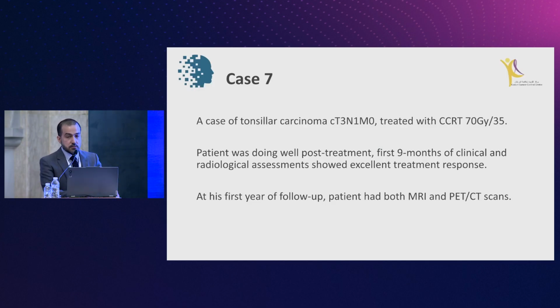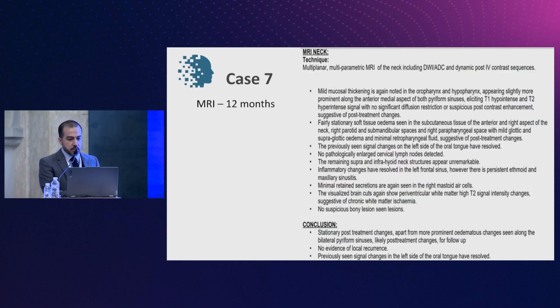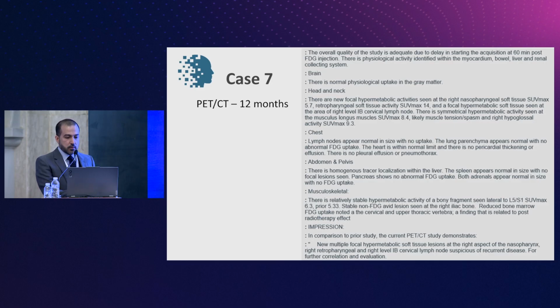So in this case, this is a tonsillar cancer, T3N1M0, treated with concurrent chemoradiation. The patient was doing well post-treatment. For the first 6 months, he was doing well with excellent treatment response. And at his first year after treatment, he had both an MRI and a PET scan. Here is his MRI at 12 months, showing only post-treatment changes, with no evidence of disease recurrence. Within a week he had his PET scan, which showed new multiple focal hypermetabolic soft tissue in the nasopharynx, right retropharyngeal space, and lymph node, suspicious for recurrent disease. So the patient got confused.